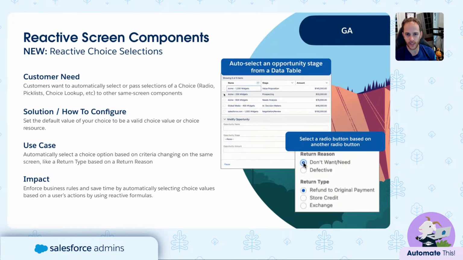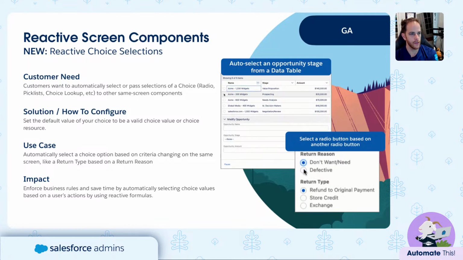used. So classic use case, there are two that I have on this screen here. One is like if I select a row from a data table and I want to pre-populate an opportunity stage pick list. Or another use case which has been requested for quite a while is what if I select a choice in one place on my screen and I want to automatically select another choice. So scenario here might be if I select a return reason, I want to automatically select a return type. And that's all done with default values and formulas, similar to how everything else is done with reactivity.